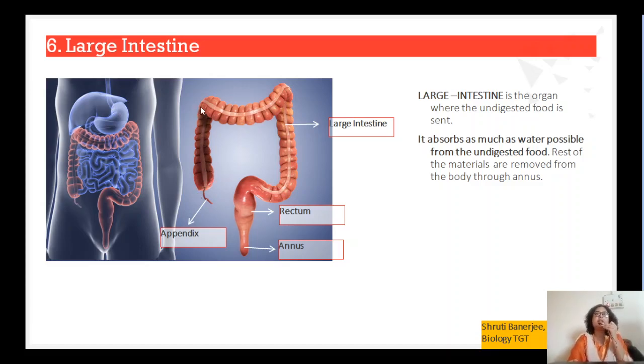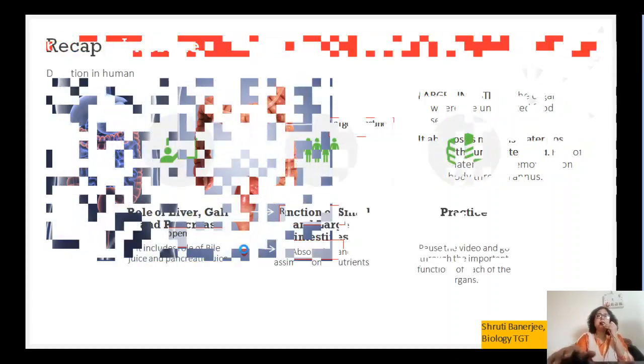Okay, so the food travels throughout the large intestine and absorbs the water, and the undigested fibers and the undigested food products enter the rectum. This is again a part of the last part of the large intestine, and from the rectum it enters the anal canal and finally the anus, and is removed out of the body. Clear? So let's have a quick recap.